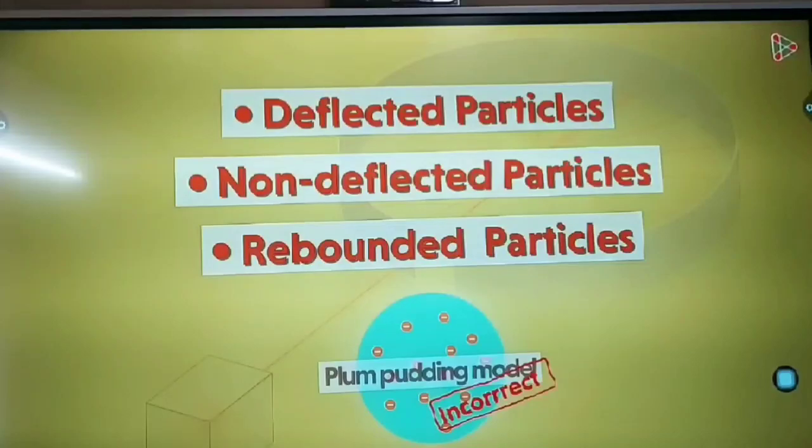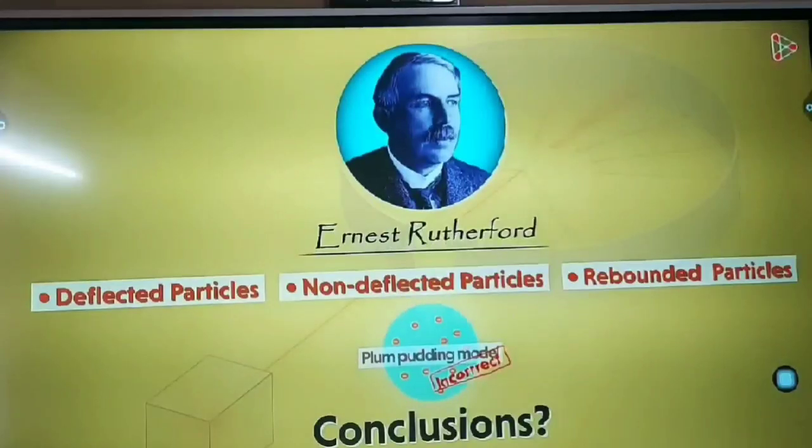Based on the conclusions he had, he put forward the new hypothesis explaining the structure of atoms. What were his conclusions? Let us have a look at the conclusions by Rutherford, followed by the new atomic model put forth by him in the next video.